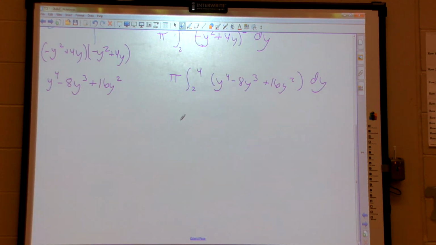Okay. So what's my antiderivative? y to the 5th over 5, minus 2y to the 4th, plus 16/3 y cubed, from 2 to 4. We'll use our calculator so this doesn't get too big, but we're still going to show steps, of course. But I assume given enough time we could easily calculate this, right?